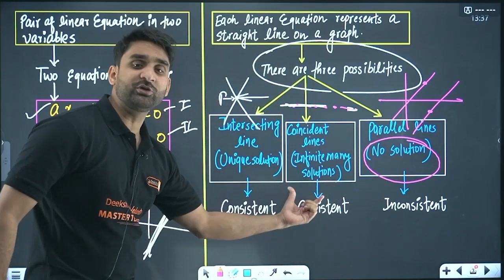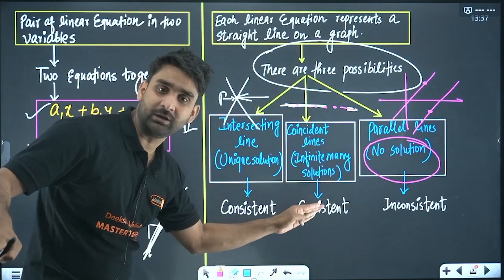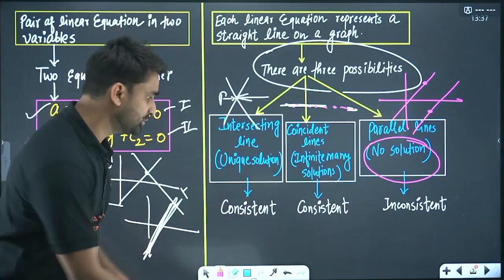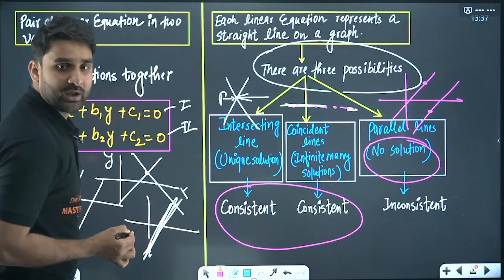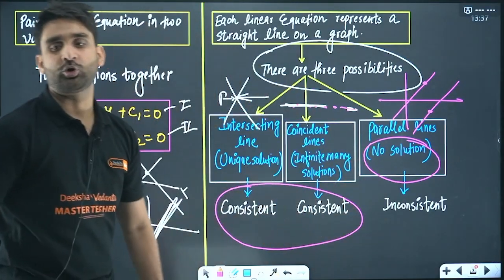So the conditions in which we are getting a solution, whether infinitely many solutions or exactly one solution, these are called consistent. And if you are not getting any solution, this is called inconsistent.